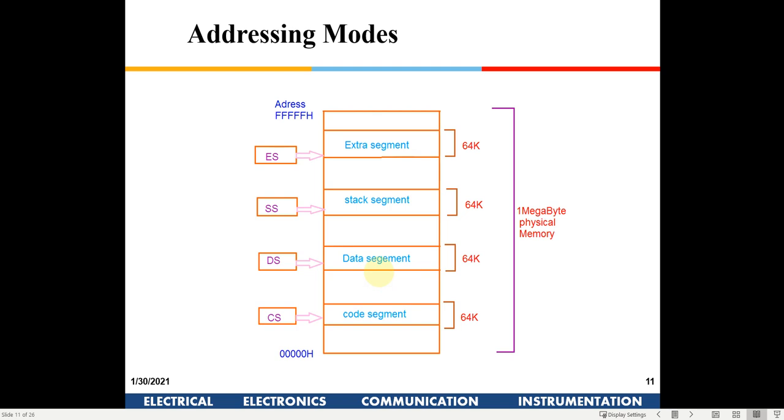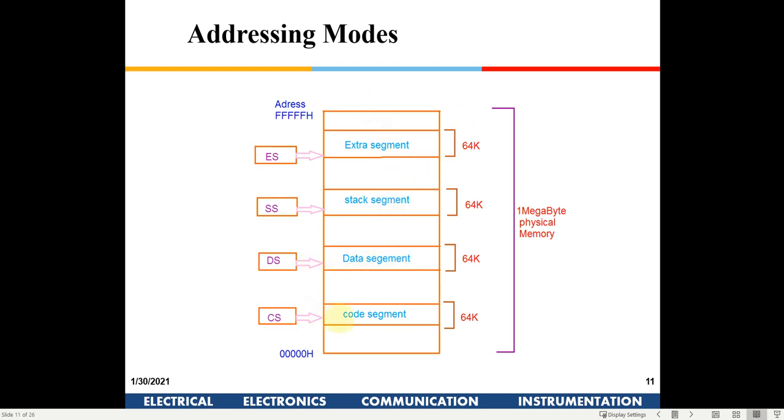The way we calculate the physical address is DS into 10 plus the offset. Initially we said we were having only one register for the offset, so 2 to the power of 16, only 64k. But it is not restricted to only 16 bits. When we learn about the memory operation, I'll further elaborate on these things.